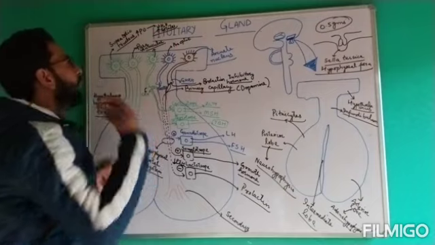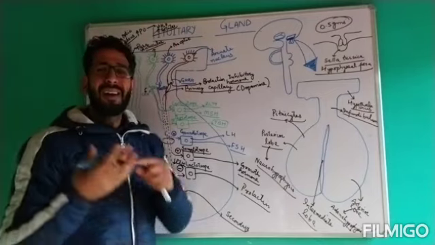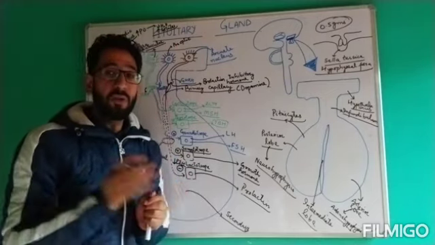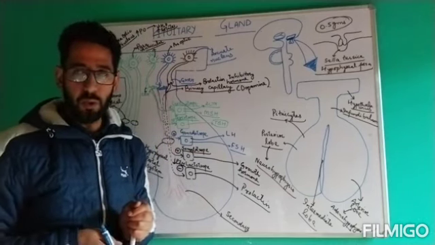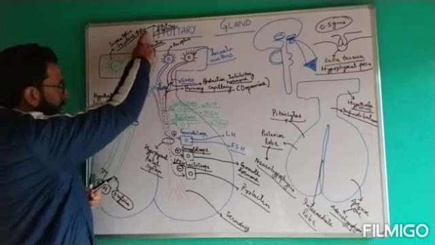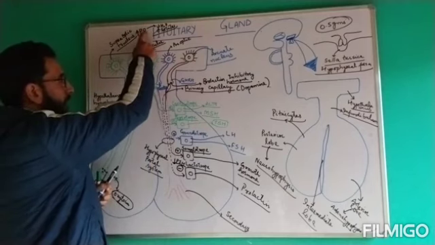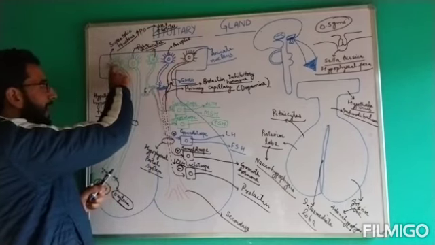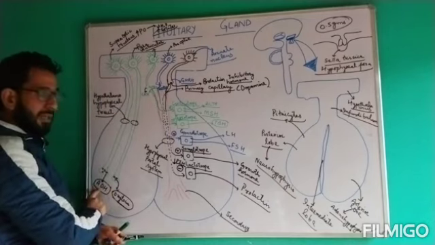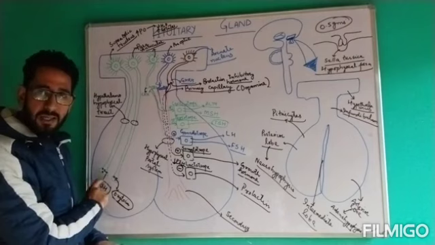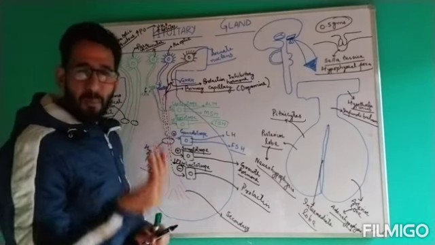So what do we want? We want the water to be retained back in the body. We don't want more water to be excreted through the urine. Okay, so the stimulus, this increased plasma osmolarity, will stimulate the supraoptic nucleus, and the supraoptic nucleus will increase the secretion of ADH, antidiuretic hormone. But it is opposite here.